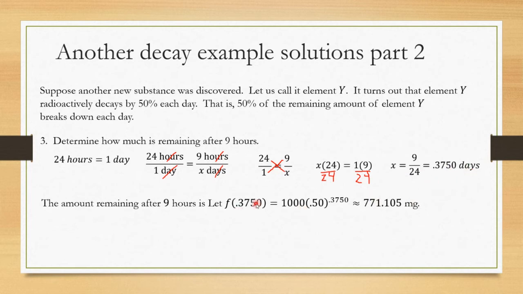So we do F of this, and we just plug it in. And if you round it, you would get 771.11 milligrams. I did 0.105, but I should have done 0.11, so I'm sorry about that. My mistake. So, all right. Okay. All right. Any questions on this?